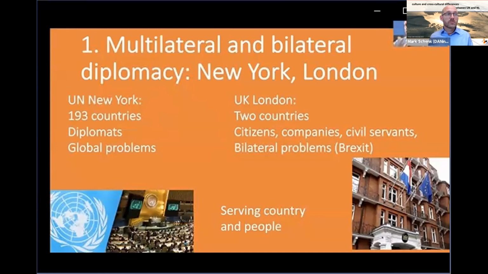We focus on two countries, the United Kingdom and the Kingdom of the Netherlands. My natural habitat here is citizens, companies, civil servants, my political bosses, of course, and certainly bilateral problems. And it won't surprise you that here in London, the focus of our work is on Brexit and, of course, also on COVID.